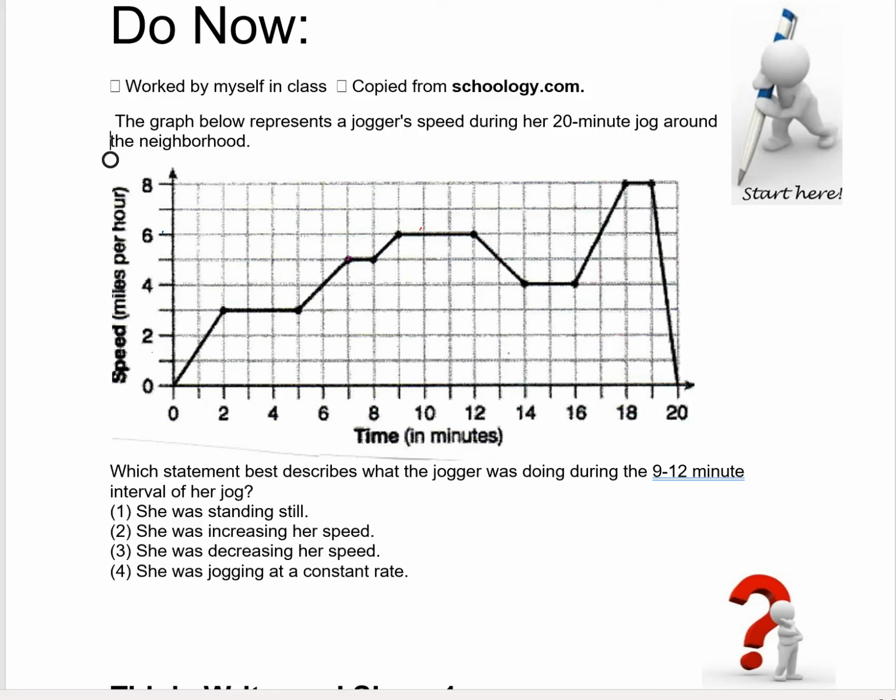The graph below represents a jogger's speed during her 20-minute jog around the neighborhood. Which statement best describes what the jogger was doing during the 9 to 12-minute interval of her jog?